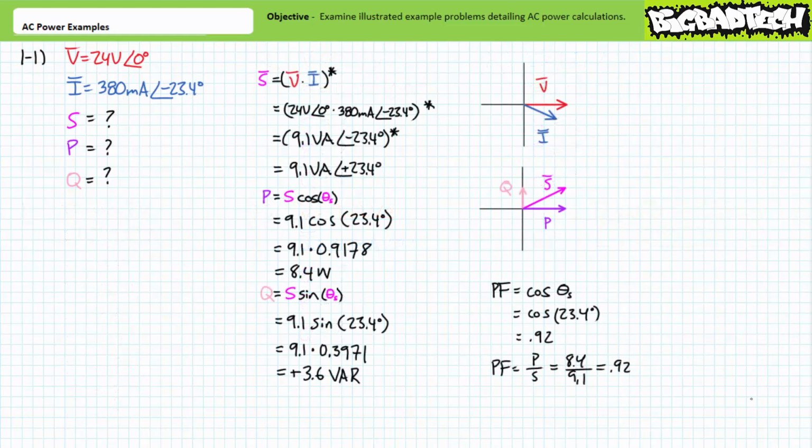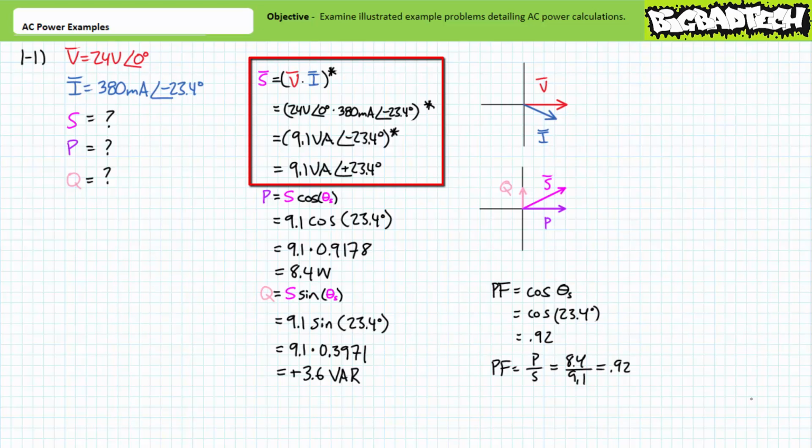For our first example problem, we've been given a voltage of 24 volts at an angle of 0 degrees and a current of 380 milliamperes at an angle of negative 23.4 degrees, and are being asked to solve for the resultant apparent, real, and reactive power. I find drawing the phasor diagram of voltage and current an invaluable visual aid when performing AC power calculations. Given current appears to lag voltage, we're most likely dealing with a slightly inductive impedance, and as such, we should expect our resultant real power to be less than our apparent power magnitude and reactive power to be positive. Let's see if this is the case.